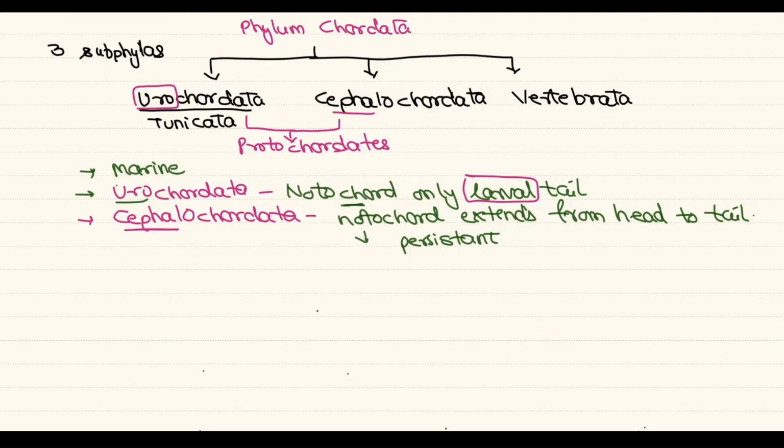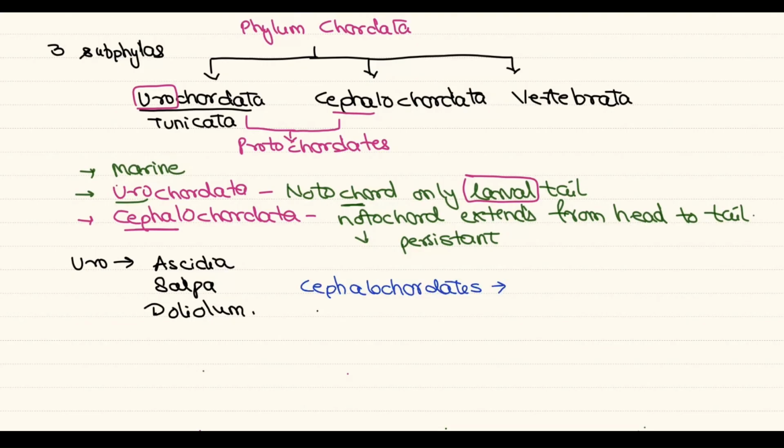So let's see the common examples of the protochordates. In the Urochordata, the common examples are Ascidia, Salpa, and Doliolum. In the cephalochordates, the most common example is Branchiostoma. Branchiostoma is also called Amphioxus.